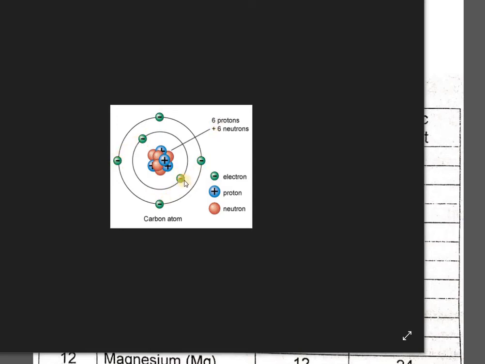So 6 protons and 6 electrons, and the atomic mass is found to be 12. So you can see there are 6 neutrons along with 6 protons here in the center. So the atomic number for carbon will be 6 because it contains 6 protons and 6 electrons, whereas its atomic mass will be protons plus neutrons, that is equal to 6 plus 6, which is equal to 12. So this is how we calculate the atomic number and atomic mass of a given element.